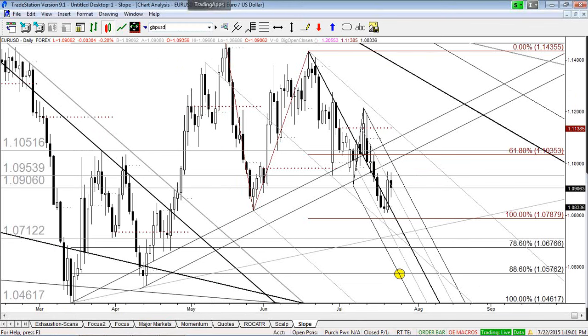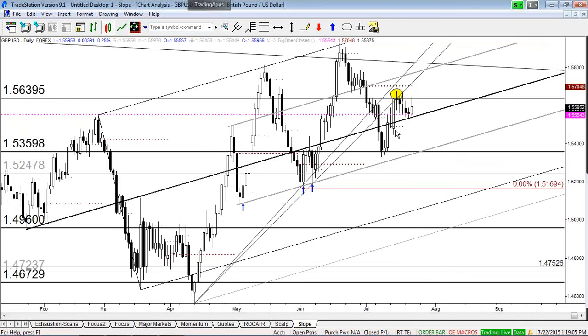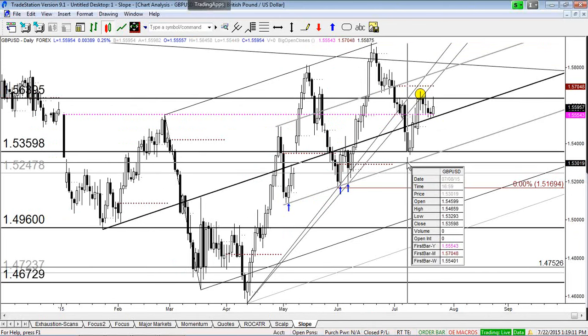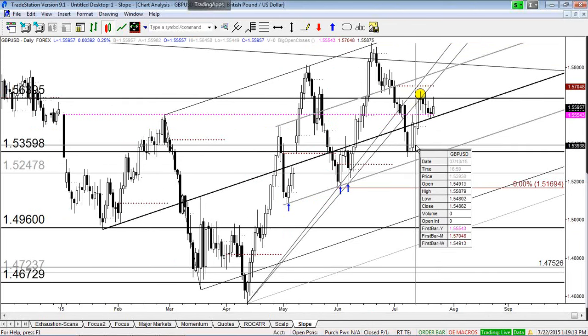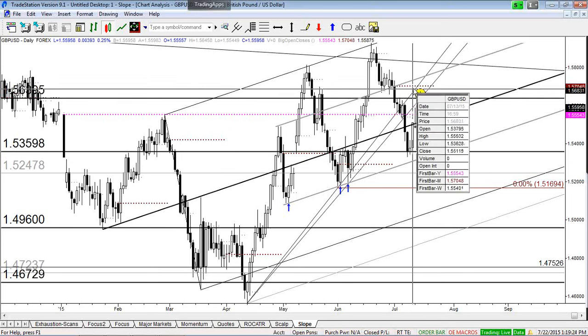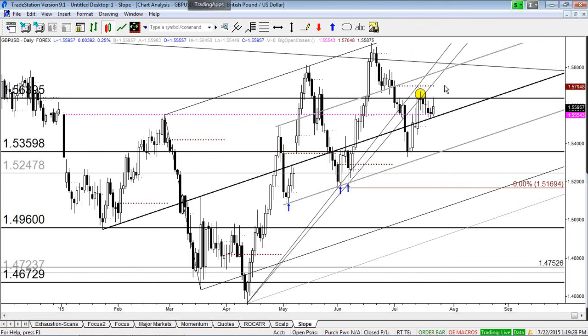Alrighty. Cable, pound, again, rally. Did not come into this lower parallel. Rally has failed as of last week at basically the underside of a trend line. Okay, would have been much cleaner if we would have gotten up into 157 a little earlier. Did not happen, of course.